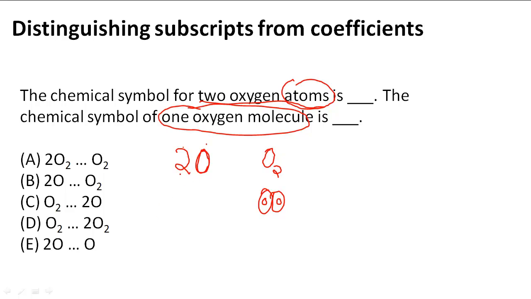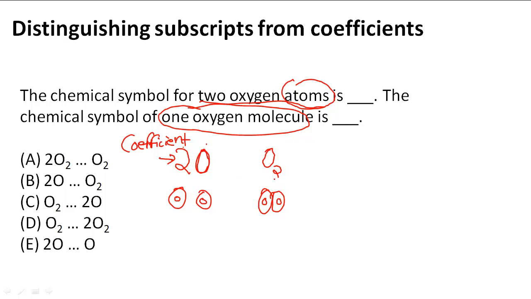However, with this 2 and oxygen, this big 2, this coefficient, indicates I have two oxygen atoms floating around. So I have this oxygen and this oxygen, but they're not combined. There are two of them, and here there are two of them, right? But here on the left side, this coefficient says there are two atoms. So there are two separate atoms floating around here.